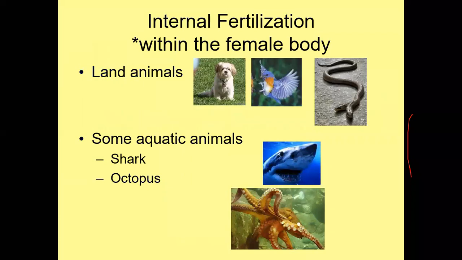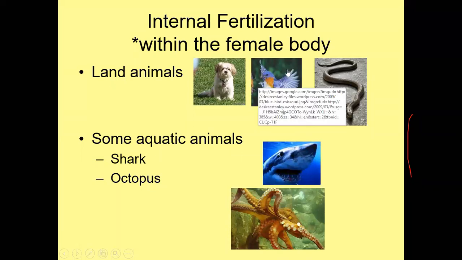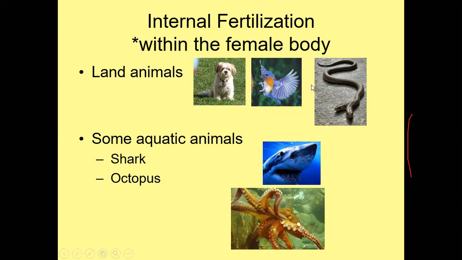Next, internal fertilization. In external fertilization it happens outside; internal fertilization means within the female body. So this is very important. Fertilization is done only in the female body, not in the male body. In land animals, meaning animals that live on land, internal fertilization is done. For example, the dog, and the snake also. Some birds are also examples of internal fertilization.